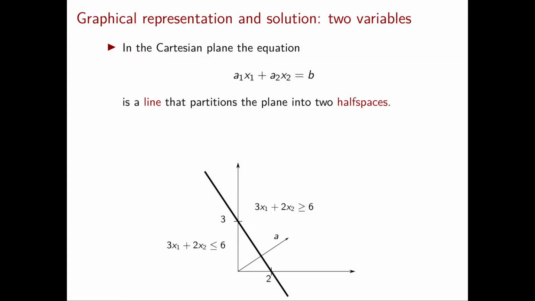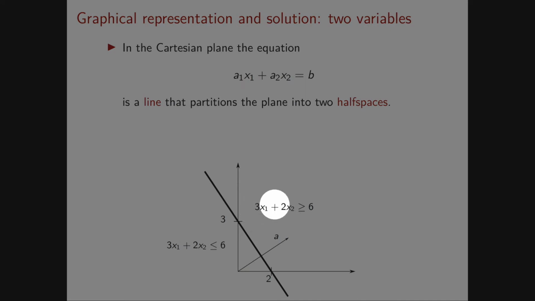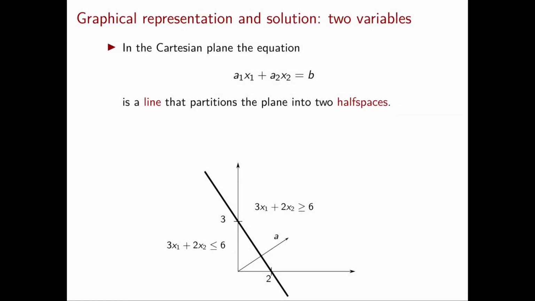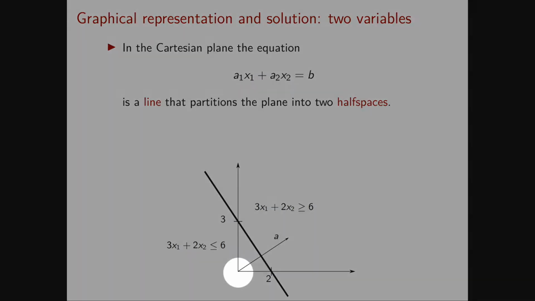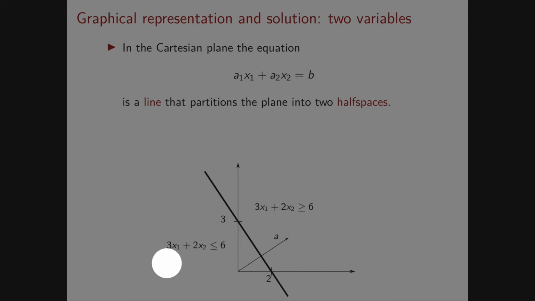The two half spaces are then 3x1 plus 2x2 greater than or equal to 6 on one side, and the same 3x1 plus 2x2 but now less than or equal to 6 on the other side. How can we easily check that? We can take a point in any of the two sides, for example the origin, plug it in, and we obtain 0 plus 0 is less than or equal to 6. Therefore, all the points on this side are less than or equal to 6.